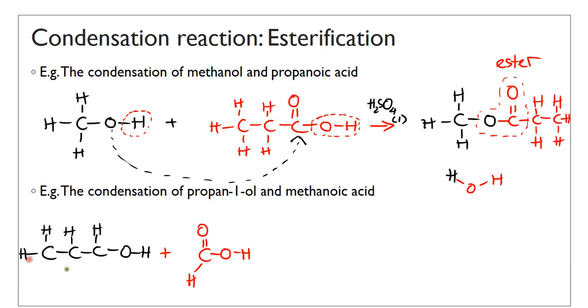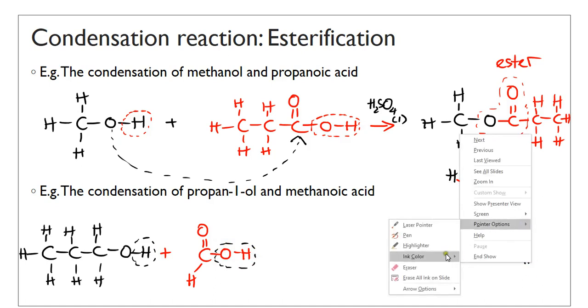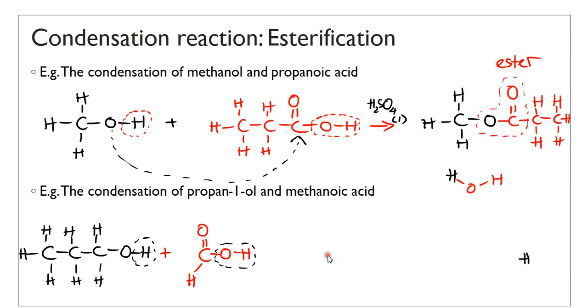Similar things will happen in the second reaction, except that your product is propylmethanoate and not methylpropanoate. So this H here and this OH will combine to form water. You're going to have the H from the alcohol, the hydroxyl group, and the OH from the carboxyl group. You need H2SO4 as the catalyst.